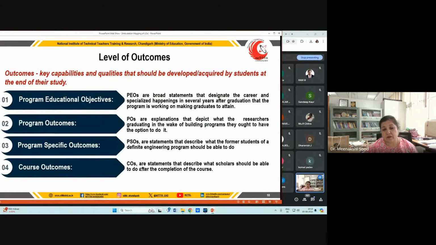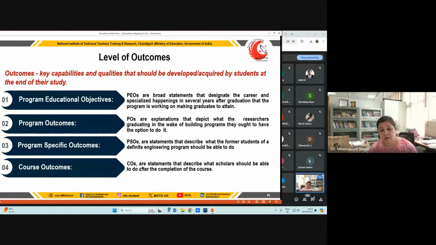The various levels of outcomes which are the main constituents of OBE are the program educational objectives and the program outcomes, which are 12. Program educational objectives can be 2 to 4 or 4 to 6 maybe. Program outcomes are the same as the graduate attributes, especially for the streams or disciplines governed by AICTE. For other disciplines, we need to frame the program outcomes. They are not fixed by UGC.